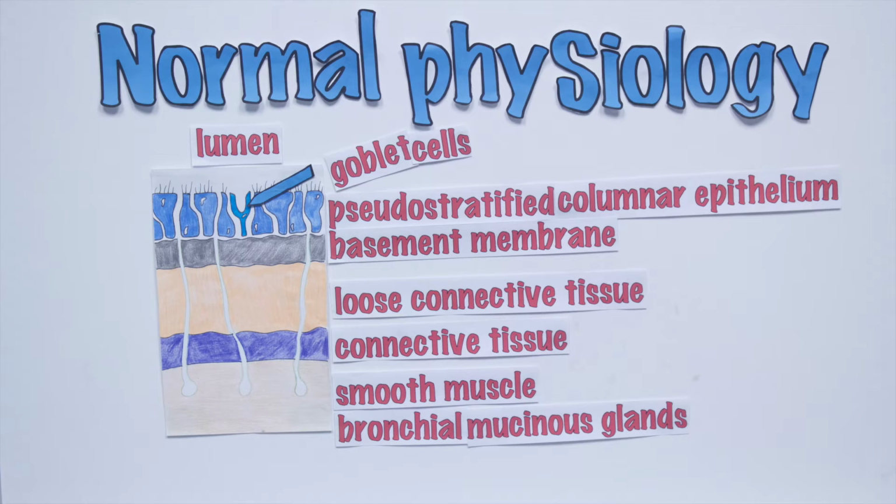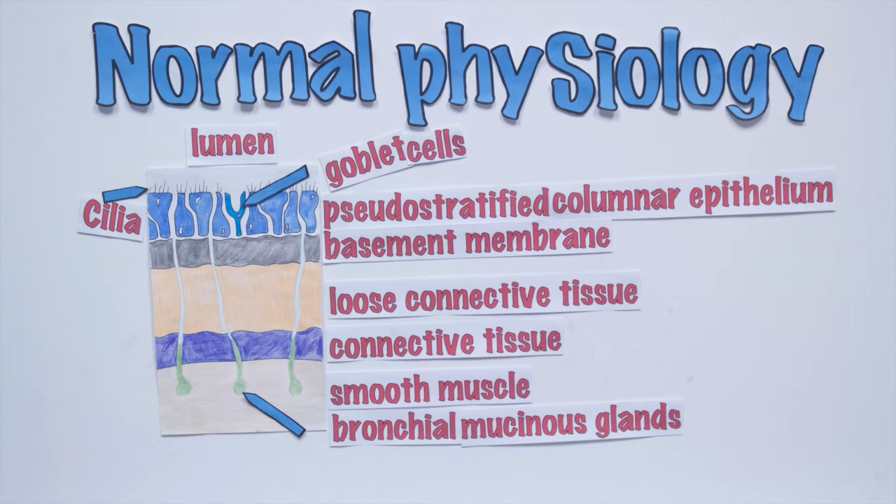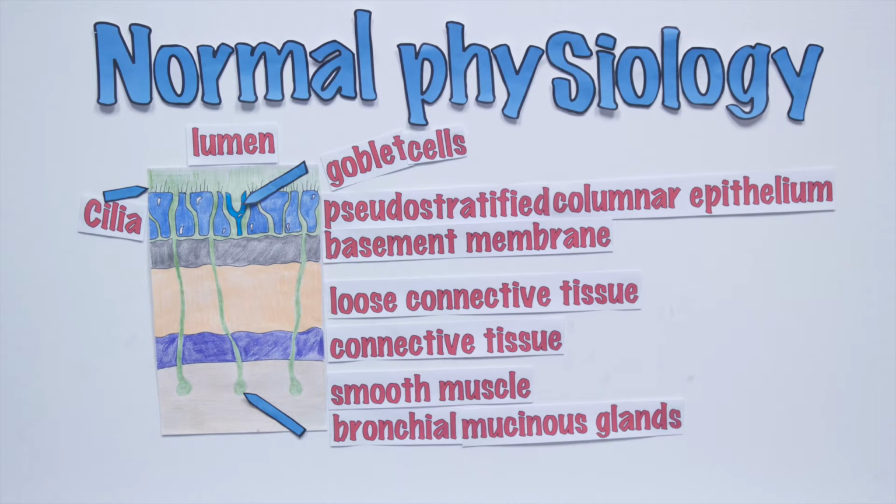At the bottom of the connective tissue layer lie the bronchomucinous glands. These glands secrete the majority of the mucus into the lumen of the airway to catch dust particles and pathogens, which hair-like projections called cilia lining the lumen will then sweep up and away from the lungs.